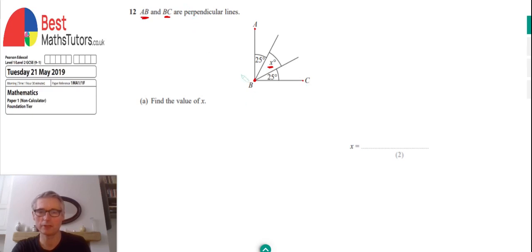Because they're perpendicular lines, we need to know that perpendicular means that they're 90 degrees apart. So that would be a right angle, in other words. So we can also call it a right angle.